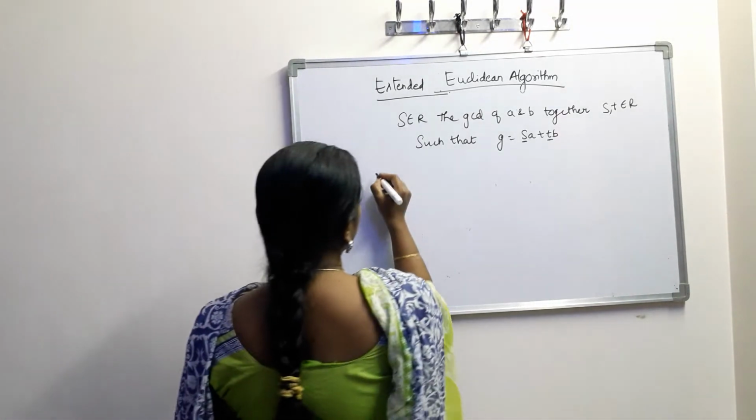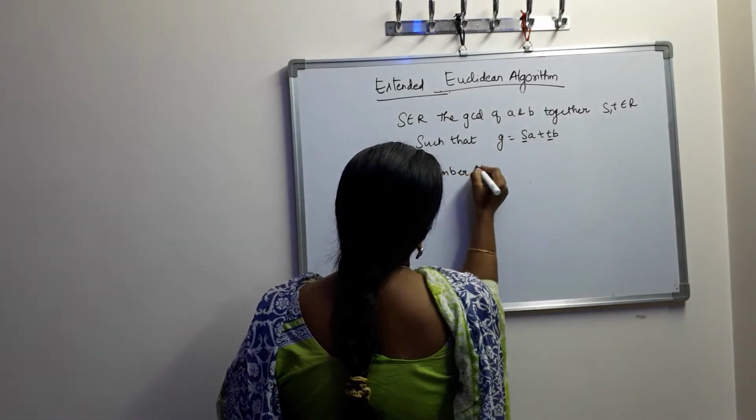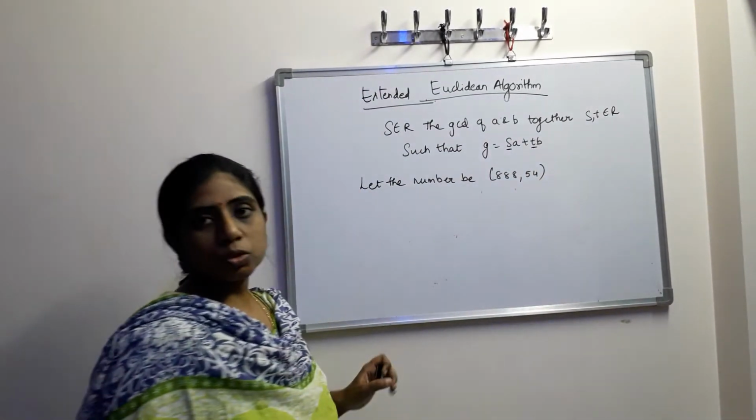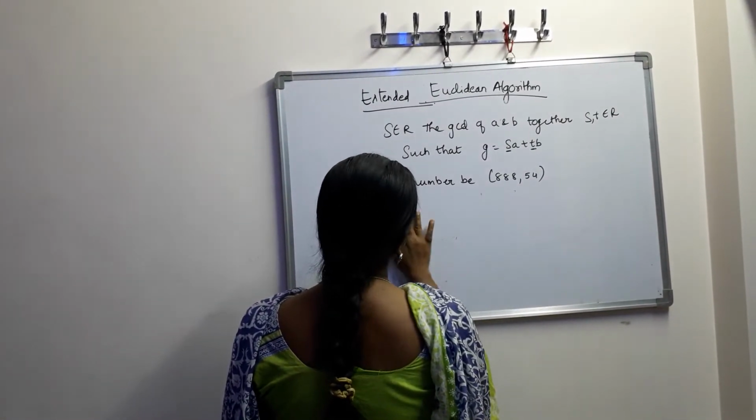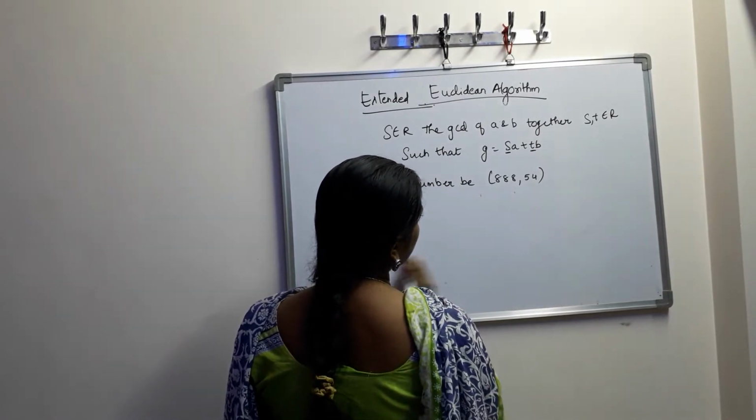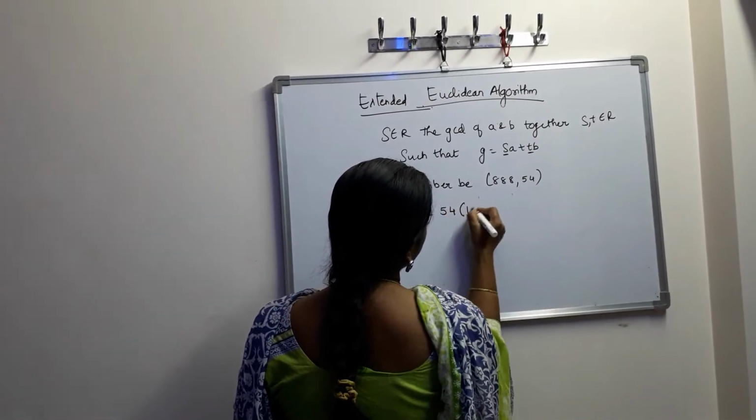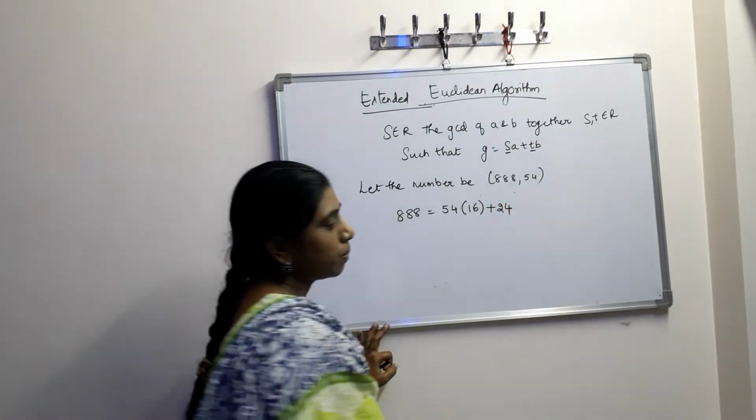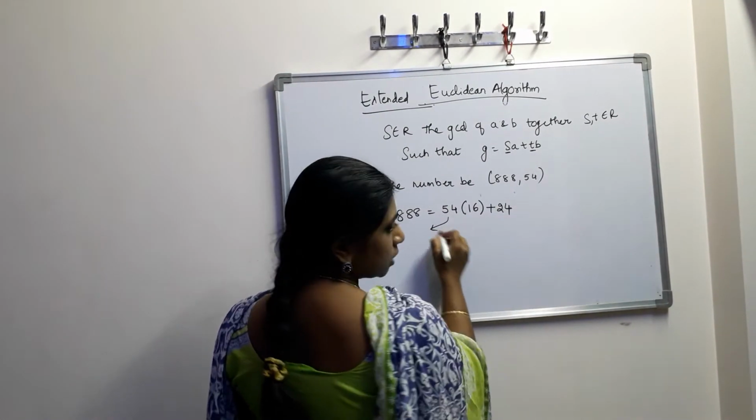So as you know, let the numbers be 888 and 54. So 888 can be written as, so how do we write the values? We are going to write 888 is equal to 54. How many times will it go? 16 times plus 24. So we are going to solve these values.